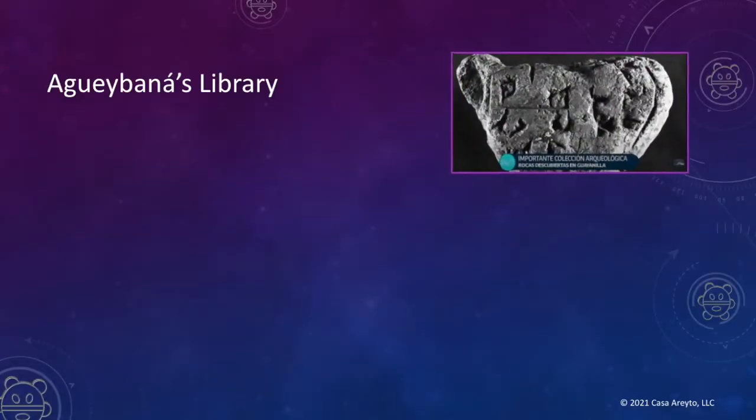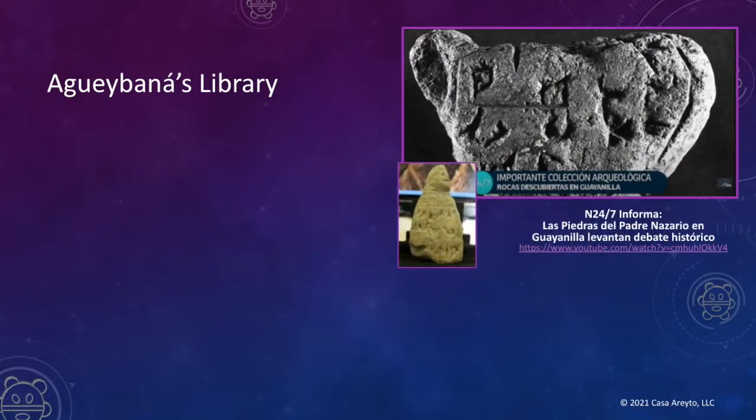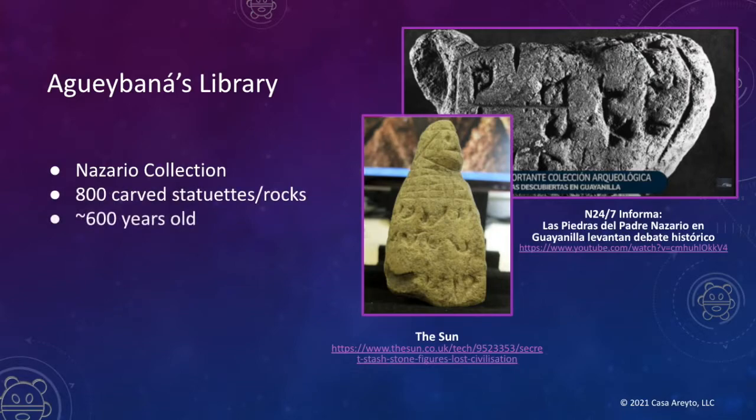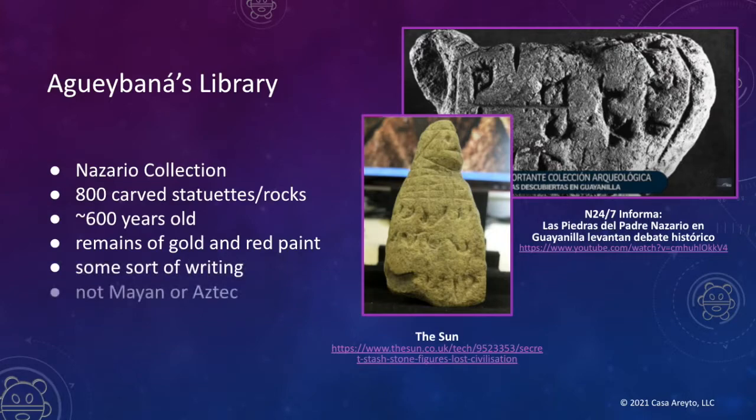What is Agueybaná's library? So Agueybaná's library, also known as the Nazario Collection, is a collection of about 800 carved statuettes or rocks. These rocks have some carvings on them that look like a writing system. Recently, scientists have dated these to about 600 years ago. And the lead scientists noticed that there is gold and red paint remains within the little carvings of this, what looks like a writing system.